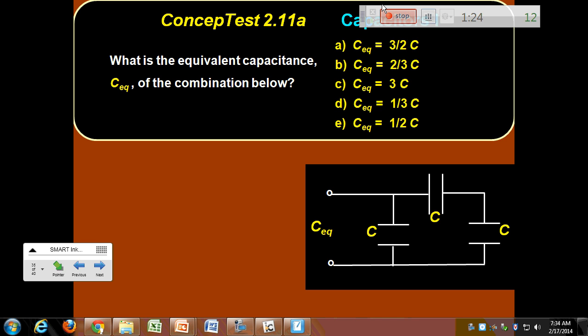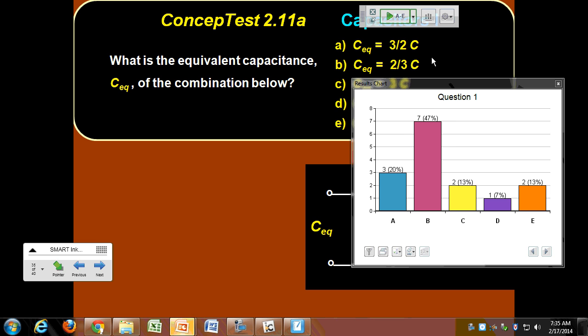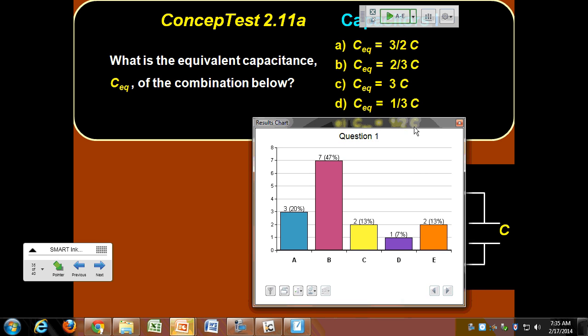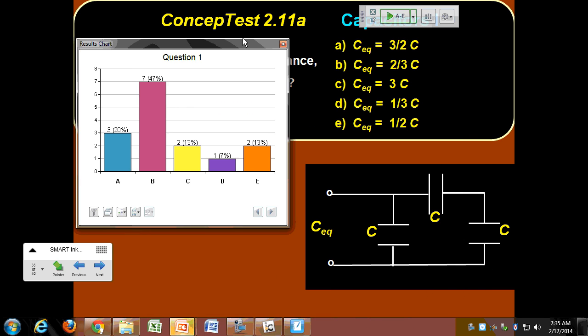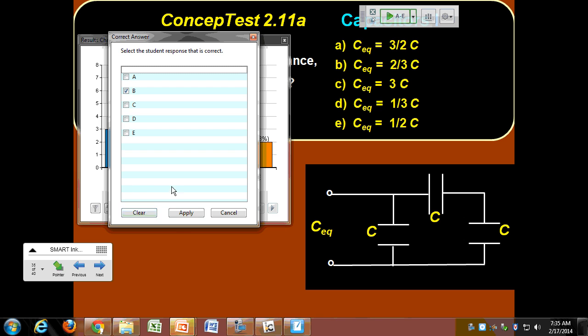About 10 more seconds. A few more seconds. That's everybody. All right. Let's see. Most of you put B. I'm going to assume it's B. I don't know what it is right off.